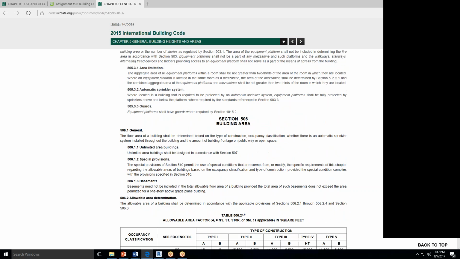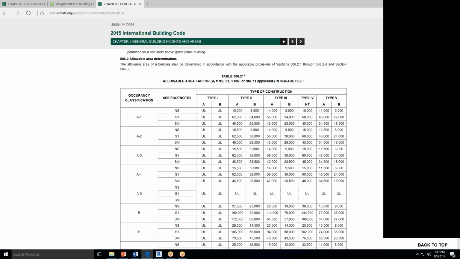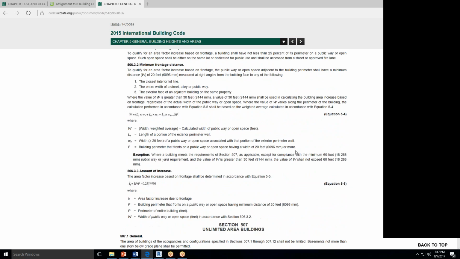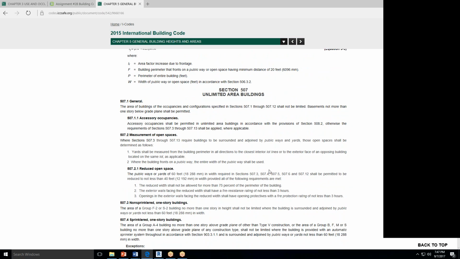We have mezzanines and equipment platforms. Here we have allowable area in square feet. So what is the highest allowable area given those same kind of requirements? So there's a couple charts in here, but really the majority of your answers are going to come from 5.